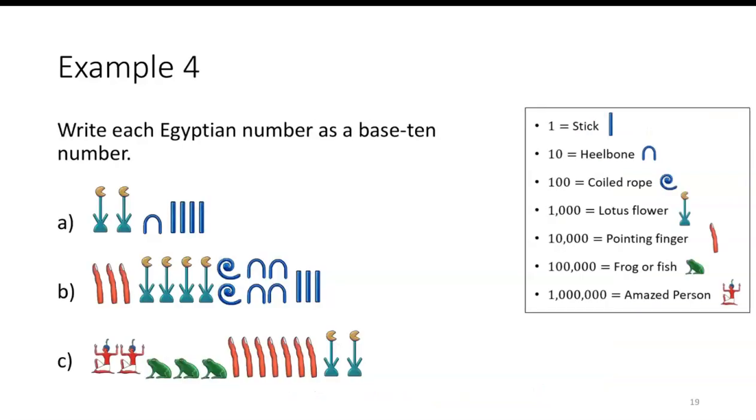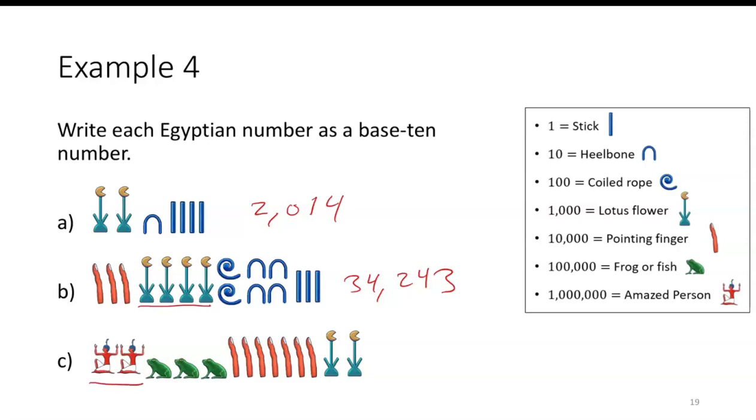Okay, practice a little bit more for this one. Part A, 2 lotus flowers is 2,000, and then a heel bone is 10, and 4 sticks, so 2,014. For B, 3 pointing fingers, so that's 30,000 plus the 4,000, so 34,000 for the lotus flowers. 2 coiled ropes, 4 heel bones, and 3 sticks. So 34,243.